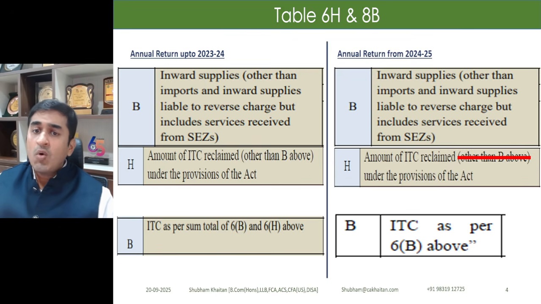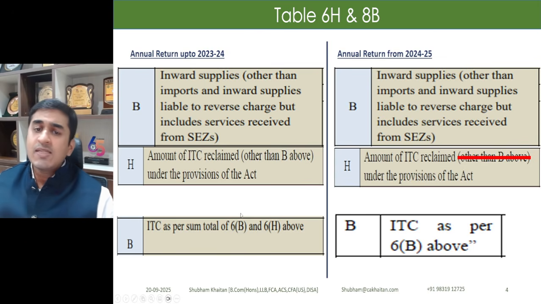6H is now going to contain the details of the reclaimed ITC. That means something which I had reversed in the previous month, but which I have claimed in the current month. So any ITC which I am claiming in the current month, if I had reversed it earlier, I would be showing it in 6H. So July month's ITC I have reversed in July and then reclaim it in August. So in August it will go in table 6H, right? Now table 8.